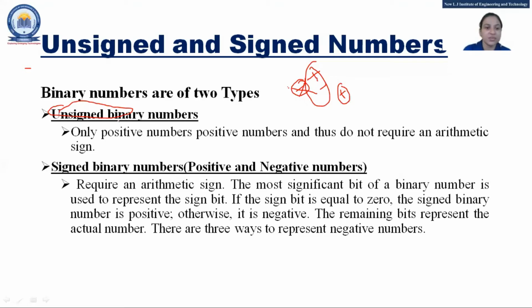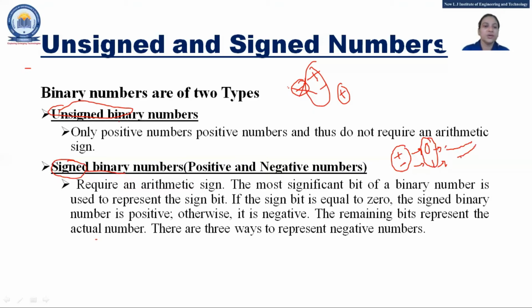Apart from the unsigned binary number, we have the signed binary number. As its name implies, a sign is placed before the number, either positive or negative. Now, if we place a 0, it represents a positive number. If we place a 1, it represents a negative number. So an extra sign bit is required to represent either a positive or a negative number, and the remaining bits represent its actual magnitude.